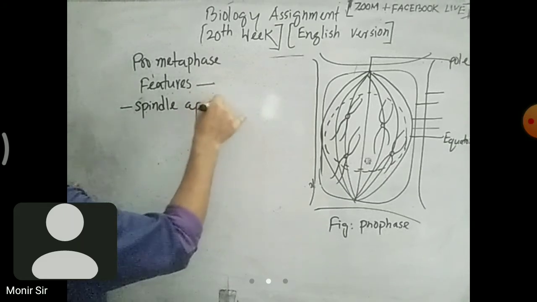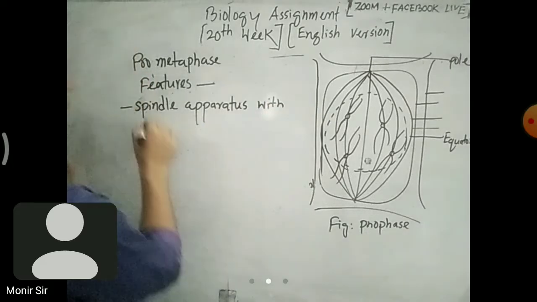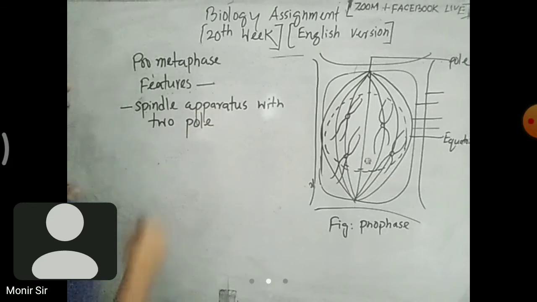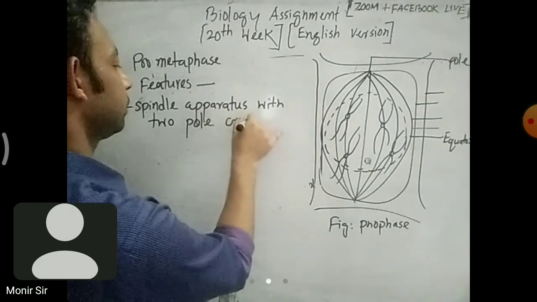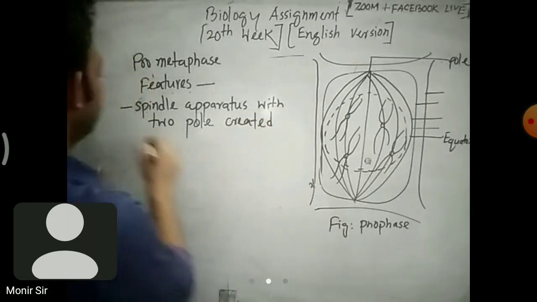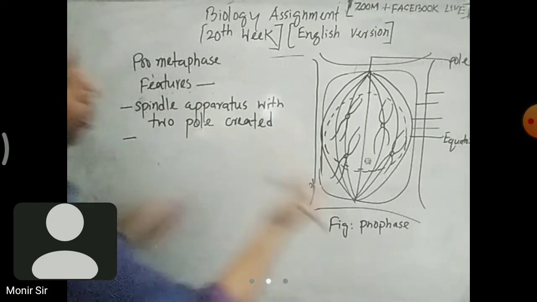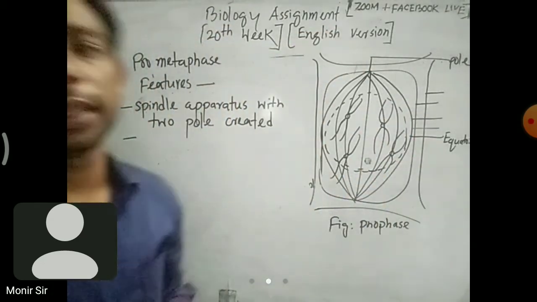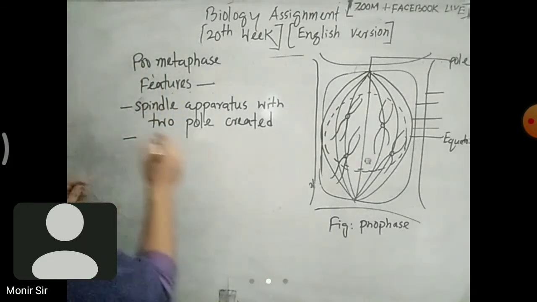So spindle apparatus with two poles created in this stage. Look at here, the two poles, this apparatus-like thing we have seen in here. So it is called the spindle apparatus created here.